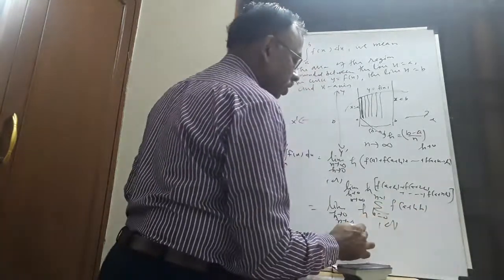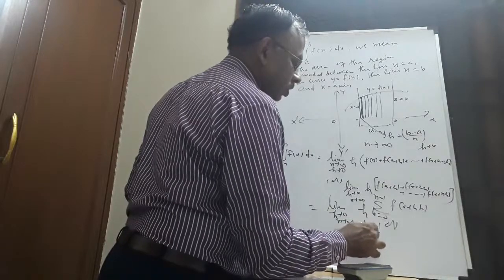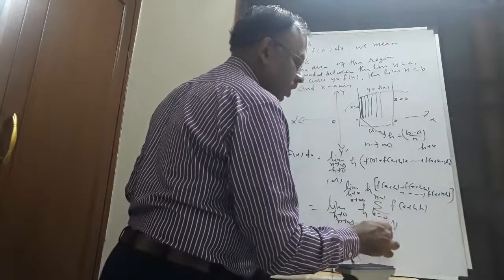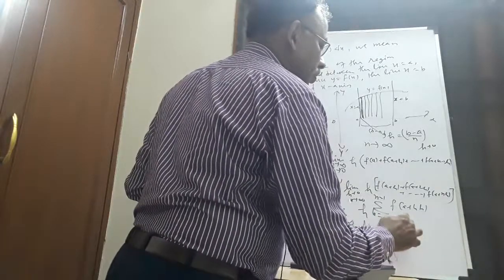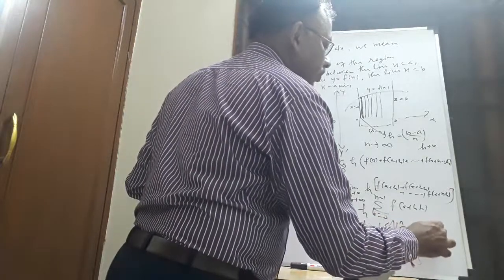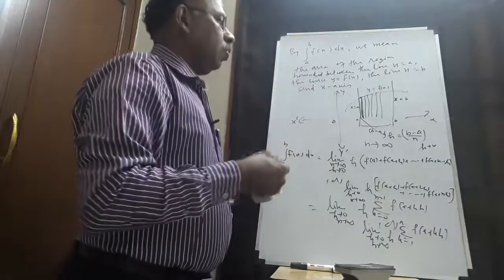Or it is limit h tends to 0, n tends to infinity of h into sigma k is equal to 1 to n f of a plus kh. Let me repeat the whole process.